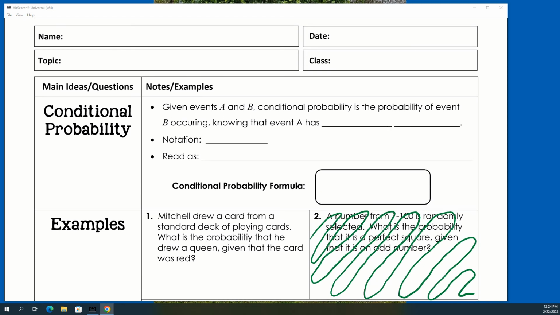This is going to be topic 11.3, and it's conditional probability.